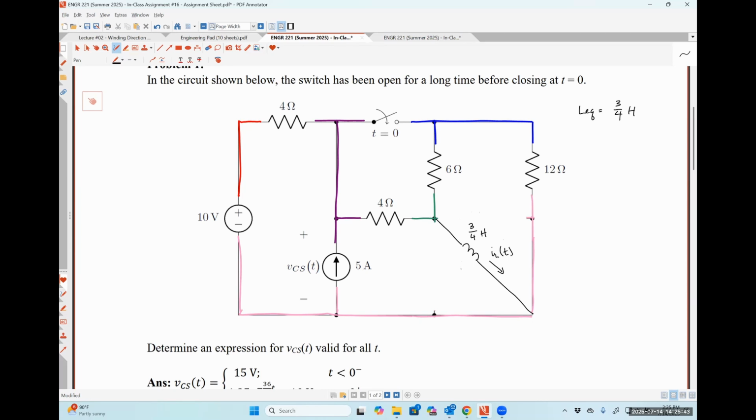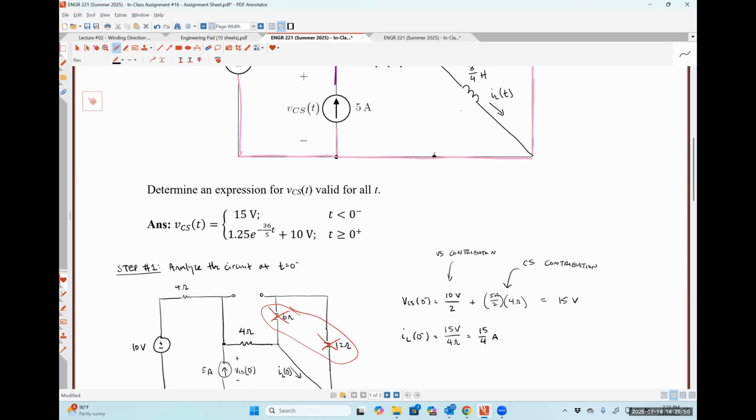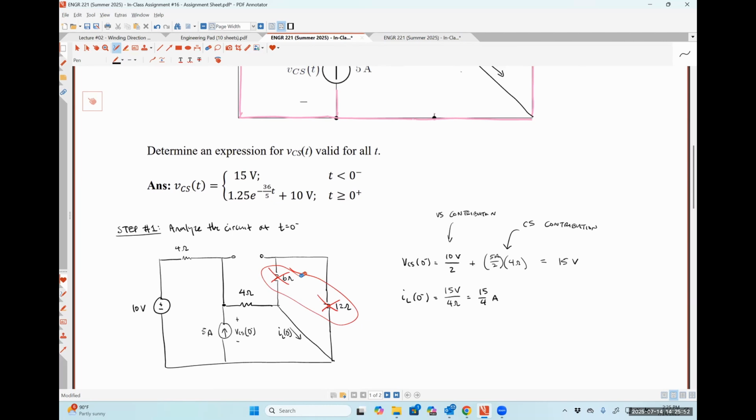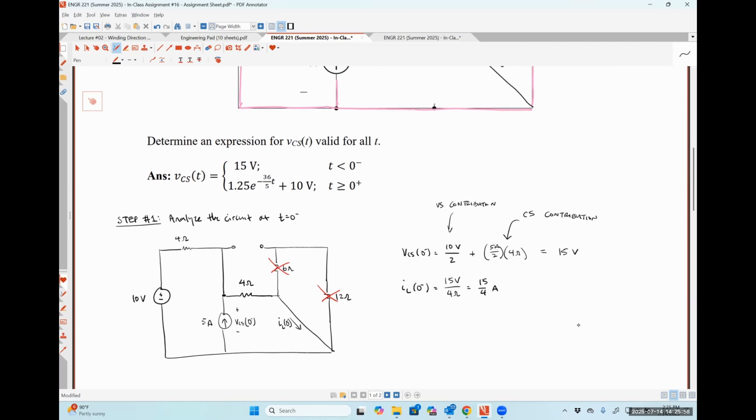So let's look at this circuit at t is equal to 0 minus. Oh, Jesus. I did not realize I had already left this stuff up here. Well, goodness. So I must have accidentally overwrote my assignment sheet with the solution earlier, but that's fine. So this is what our circuit would look like at t is equal to 0 minus.